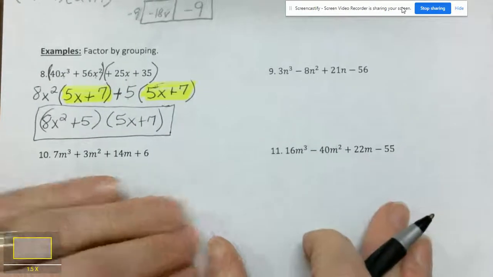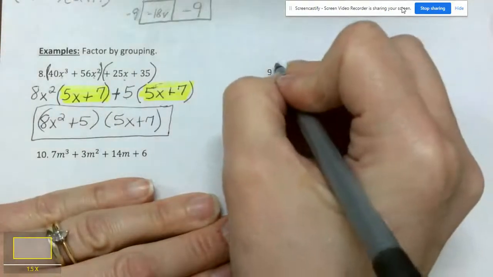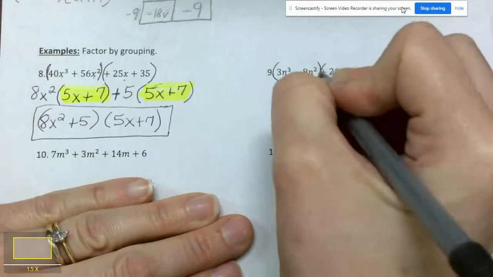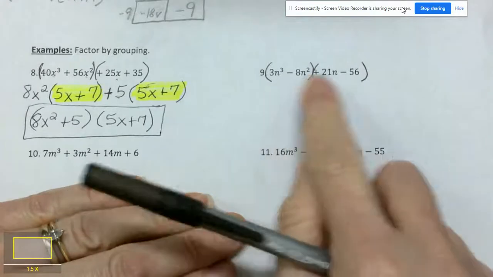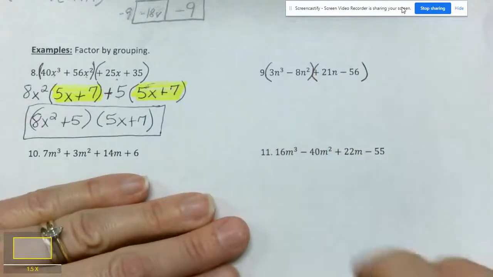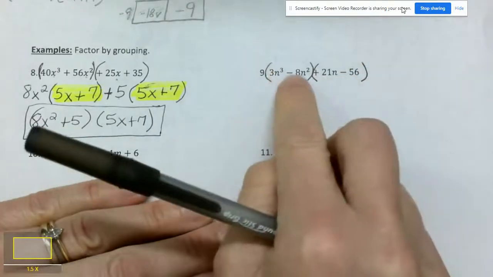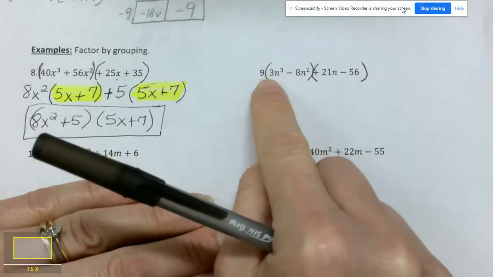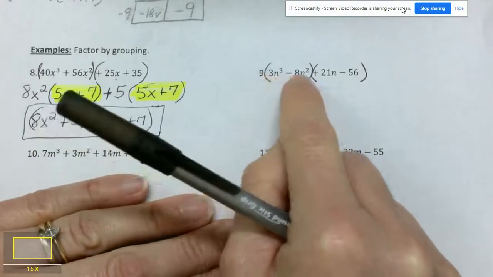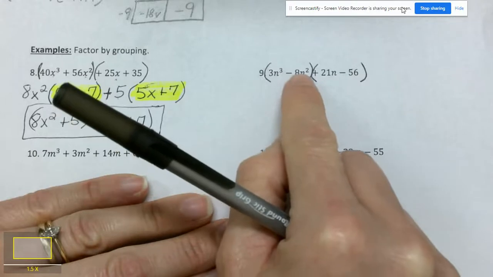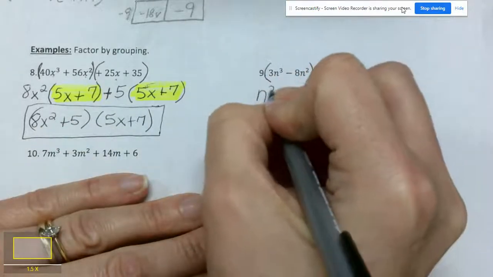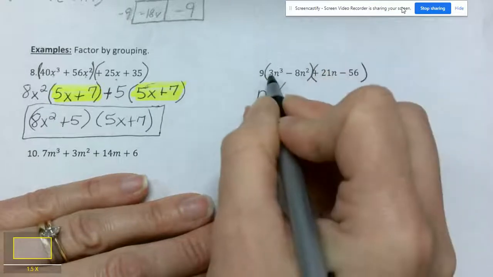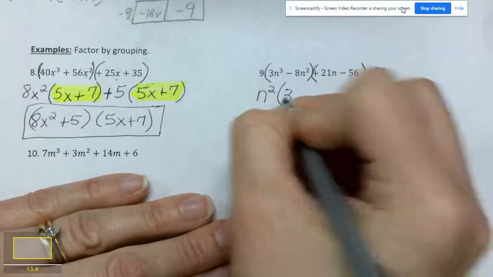Let's consider another one. 3n cubed minus 8n squared plus 21n minus 56. You group the first two and the last two. Okay, these two, 3 and 8 have nothing in common, but they both have an n. And the smallest exponent on an n here is 2. So this is going to be n squared. All right, I've still got a 3, so I've got to put that 3 there.